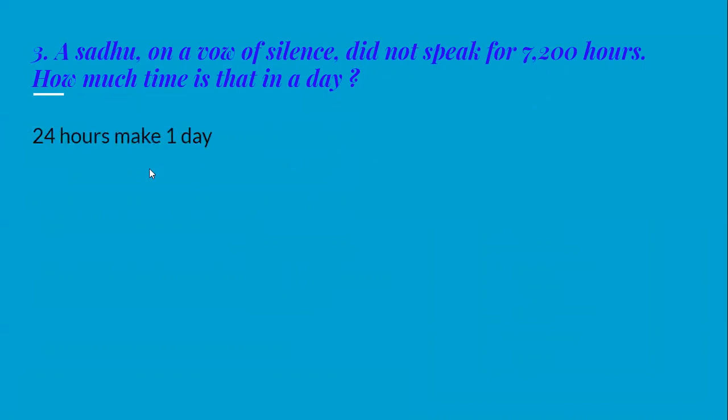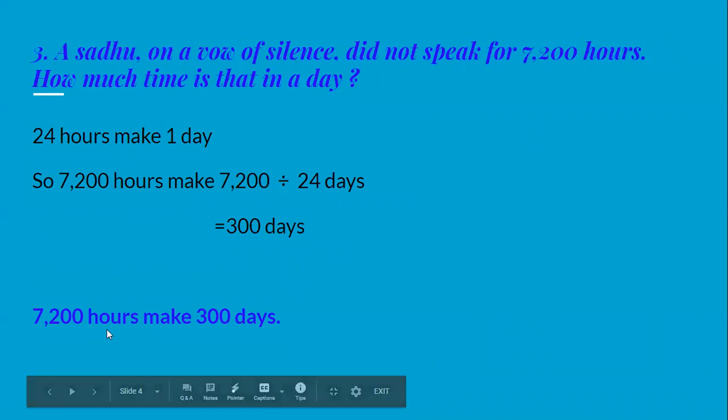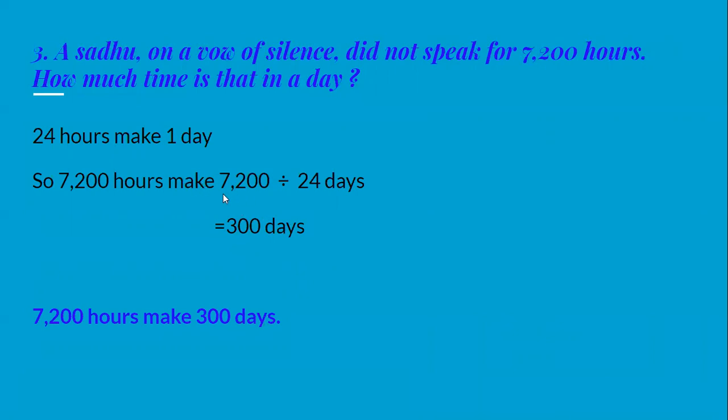First step is 24 hours make 1 day. Next step is so 7200 hours make 7200 divided by 24 days. So what is the answer? The answer is 300 days. How to write the answer? We'll write the answer 7200 hours make 300 days. Is it clear? The time is given in hours and we have to convert it into days. So we will divide it by 24.